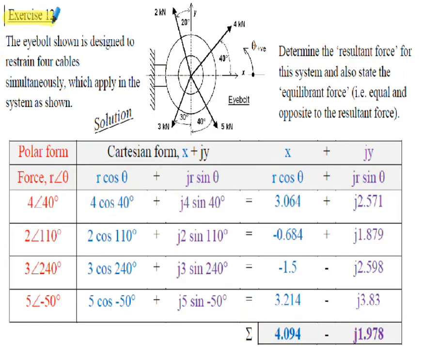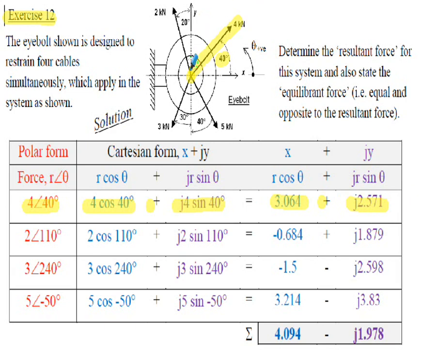Solution to exercise 12. So what we're going to do here is write the 4 forces in polar form, the r argument theta format, convert this to Cartesian form, and then add up the real and imaginary components to find the resultant force. So considering our first force of 4 kilonewtons shown at the 40-degree angle here, in polar form that would be 4 argument 40 degrees. If we put that into Cartesian form, then that's 4 cos of 40 degrees plus j4 sine 40 degrees, and evaluating that we get 3.064 plus j 2.571.